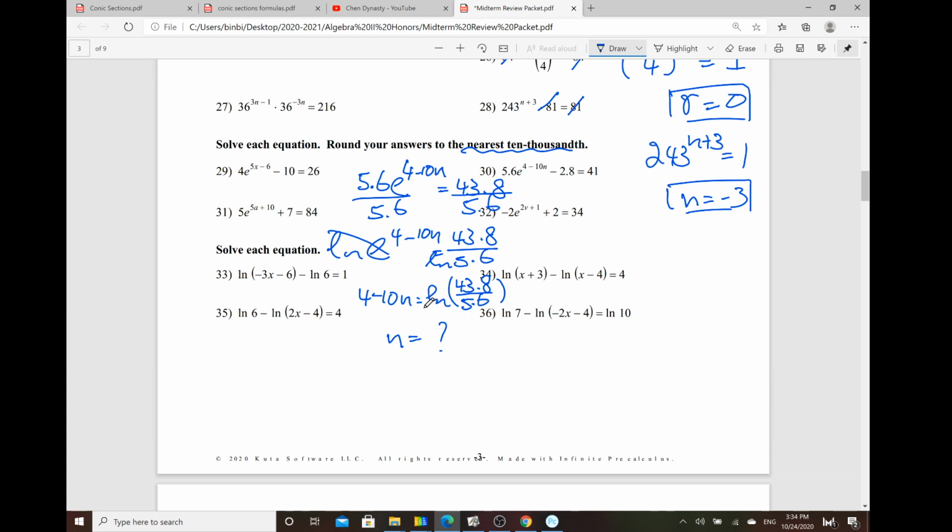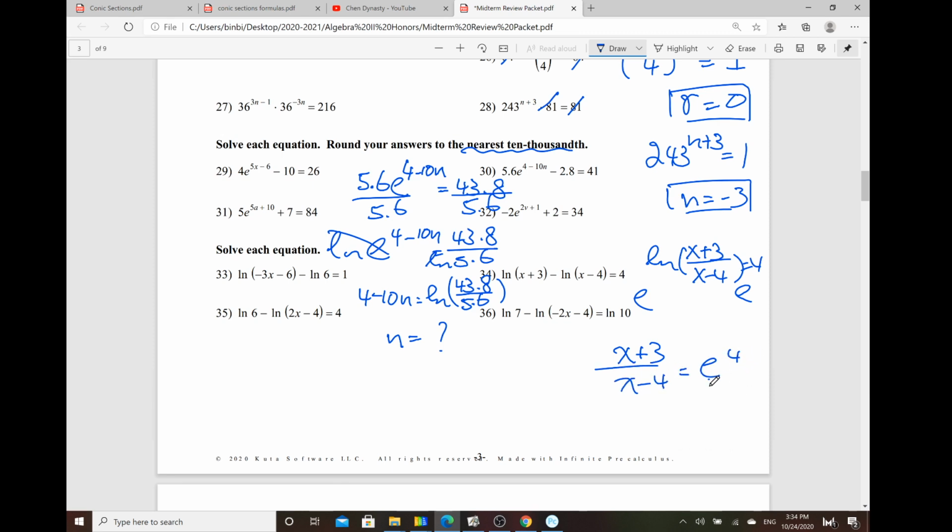And what about 34, 33 to 36? So this one's all about condensing. So difference to quotients. So natural log of (x plus 3) over (x minus 4) equals 4. So take base e on both sides. So we do have (x plus 3) over (x minus 4) equals e to the power of 4.